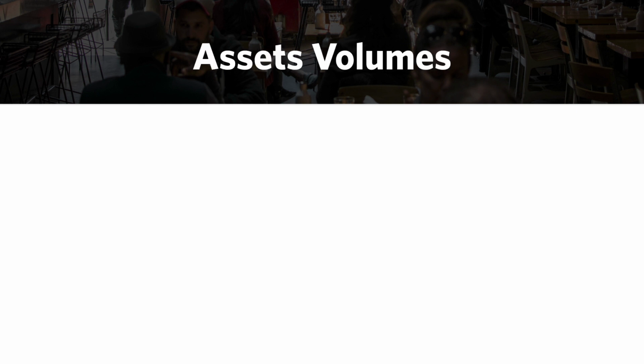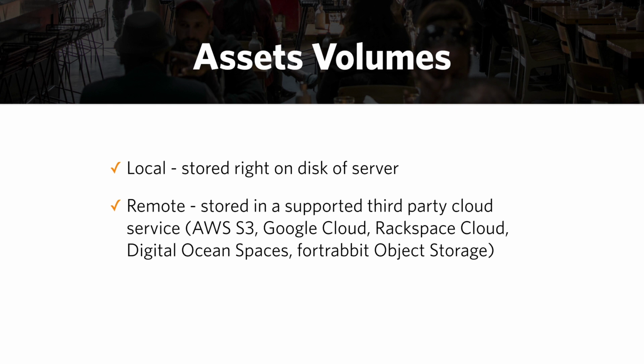Now, asset volumes are how we organize assets. So there's a few different ways of storing assets in volumes. There's a local, which is stored right on the disk of the web server where you're serving up your website. But because we like to be as distributed as possible when we're creating Craft sites, the preferred way to go is remote, which means that you're storing in a supported third-party cloud service like AWS S3, Google Cloud, Rackspace Cloud, DigitalOcean Spaces, and Fort Rabbit Object Storage.